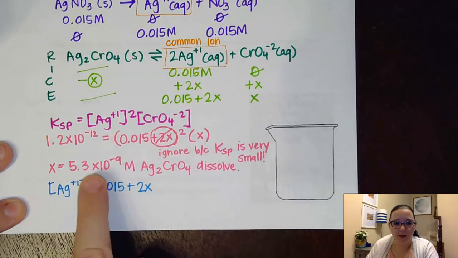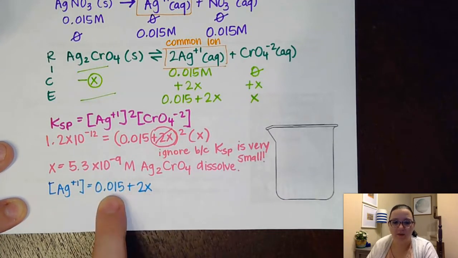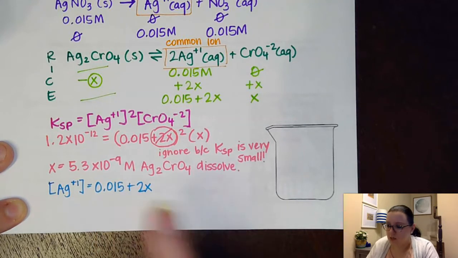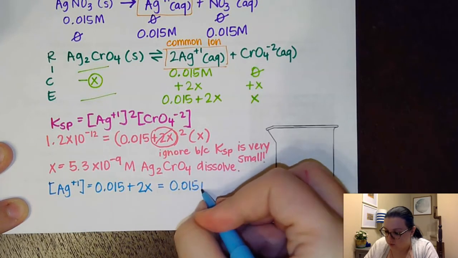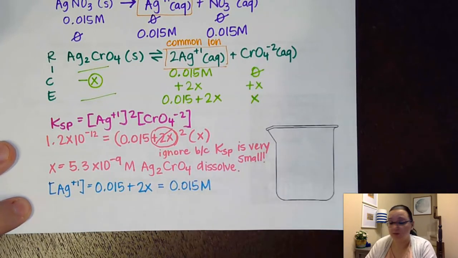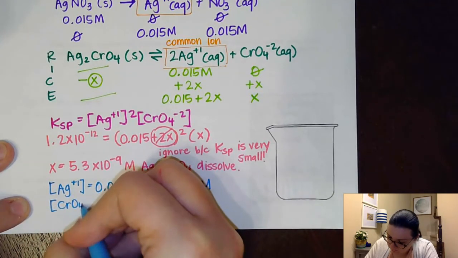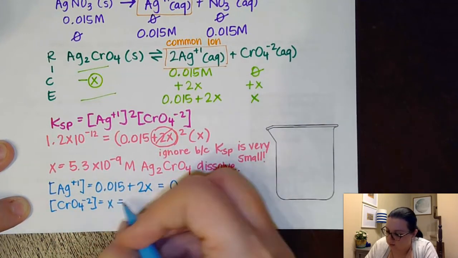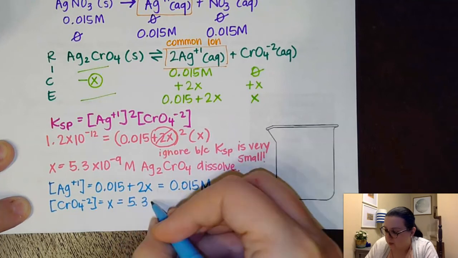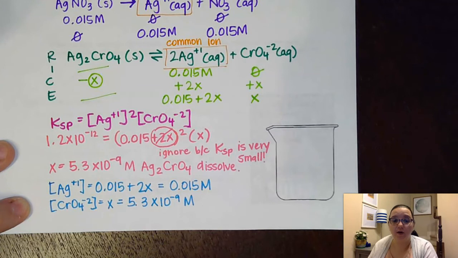However, if you plug in this 5.3 times 10 to the negative ninth for that x and you double it and add it to the 0.015, basically the number just rounds back to 0.015, especially when you address significant figures. With 2 sig figs, it just rounds back to the same number that it was. Okay, the chromate here is going to just be equal to x, and as we said, x is 5.3 times 10 to the negative ninth. We have to be careful because there's technically one other ion.